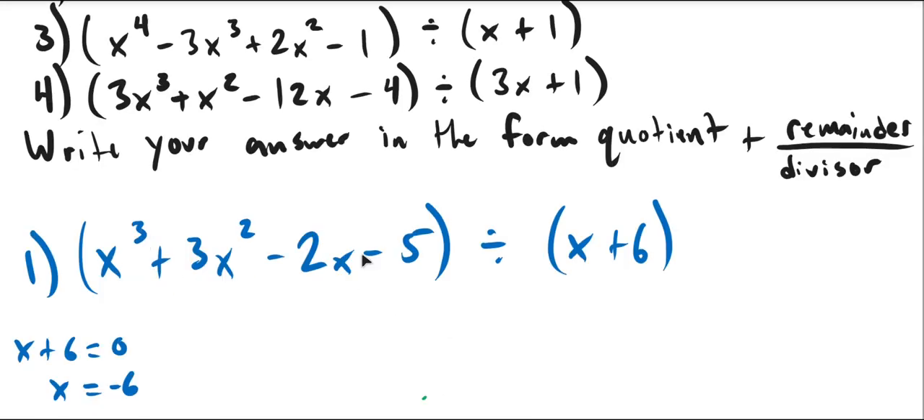So the first step is to know that we're going to be dividing by x plus 6, so we need to find its root, which is x equals minus 6.